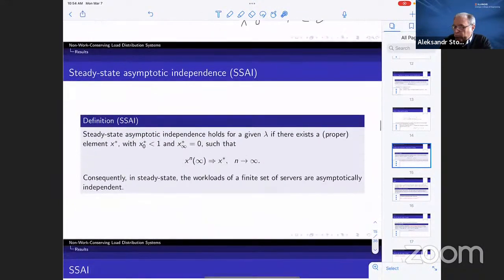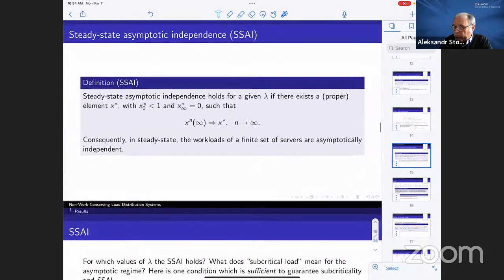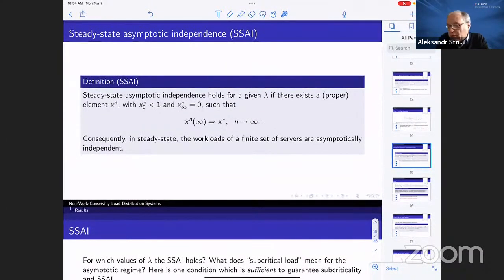Okay, so back to what we actually want, right? Our main goal is the Ansatz, right? Its formal definition is as follows. We say the Ansatz holds for a given value of lambda if there exists some proper element, x star, with load less than 1, and it's proper in the sense that this function is such that you go to 0.